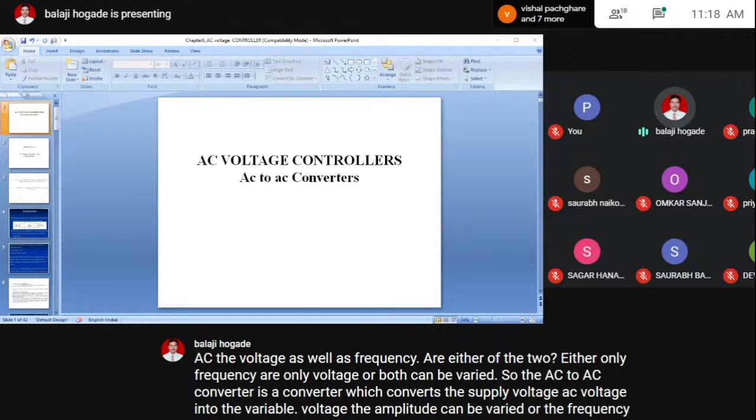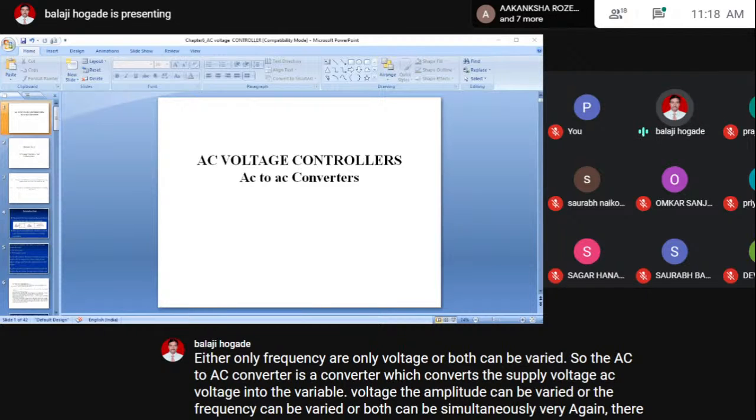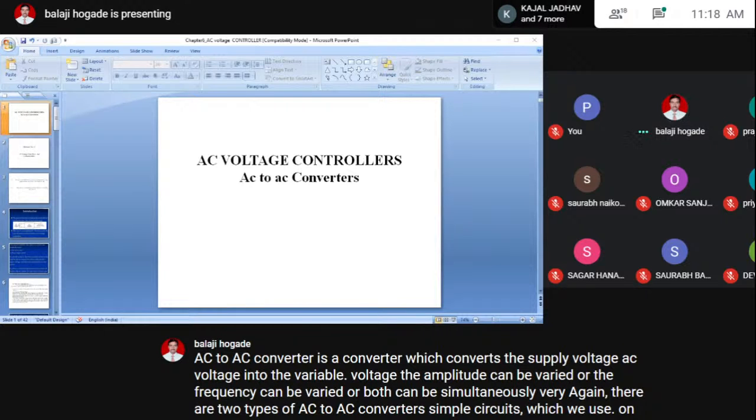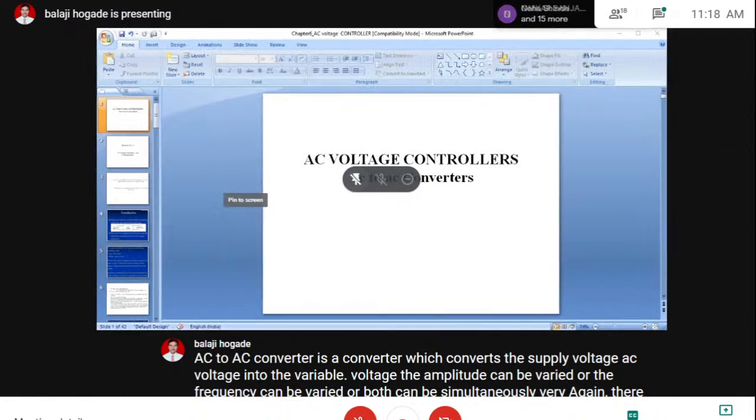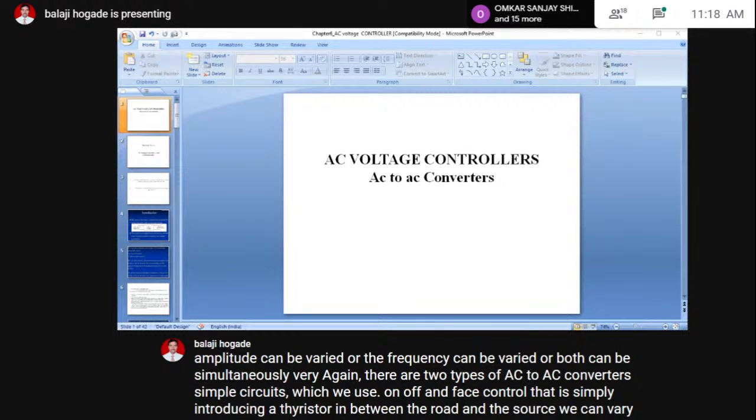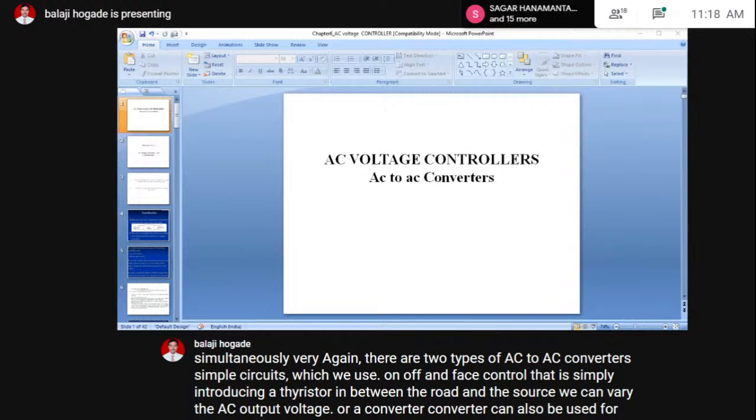Again, there are two types of AC to AC converters: simple circuits which use on-off and phase control, that is simply introducing a thyristor in between the load and the source. We can vary the AC output voltage. Or a cycloconverter, which can also be used for conversion of AC into AC.